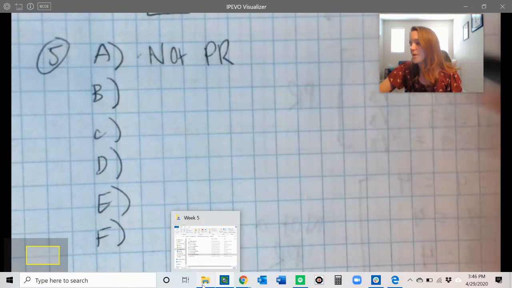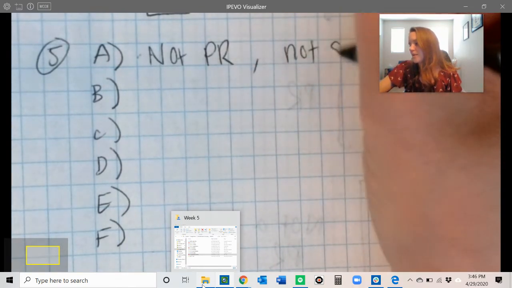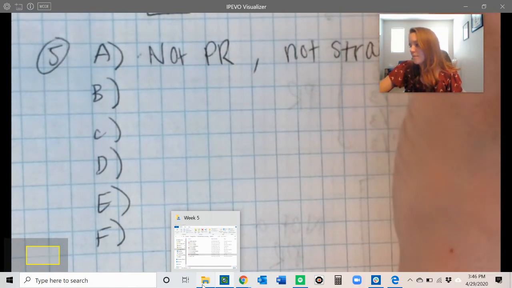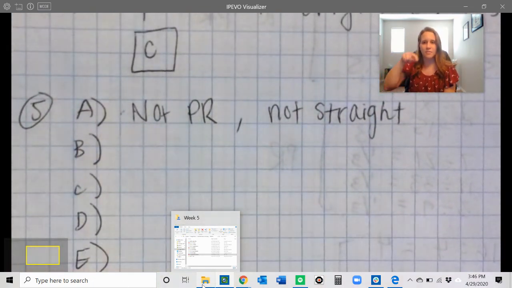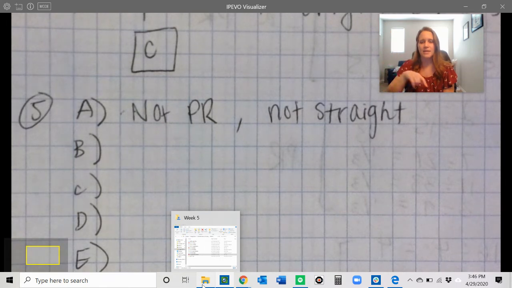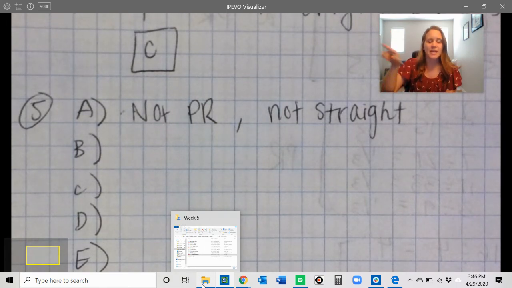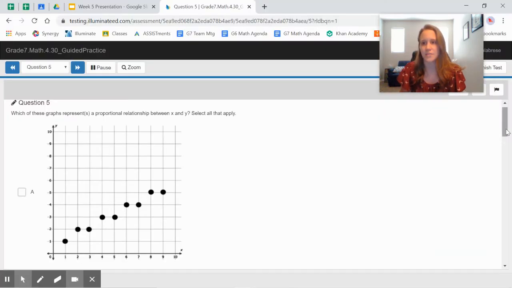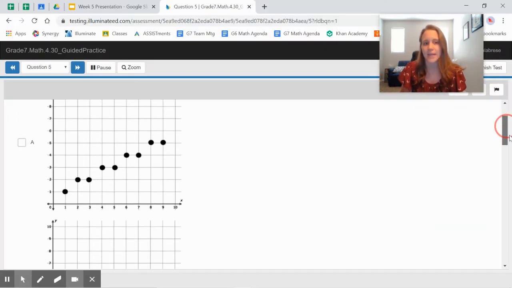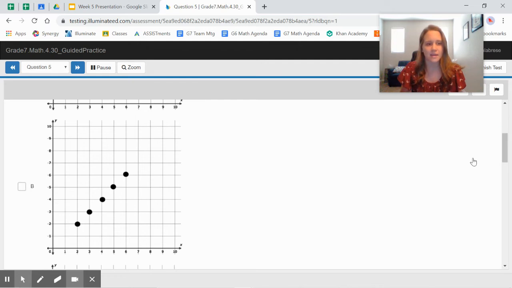I'm just going to put not PR. The reason is because it's not straight. It looks kind of bumpy. It went up and down and up and down. If I connected all those points from left to right, I would not get a straight line. Okay, let's try again. So I'm going to go ahead and not select A. B, what do you think?